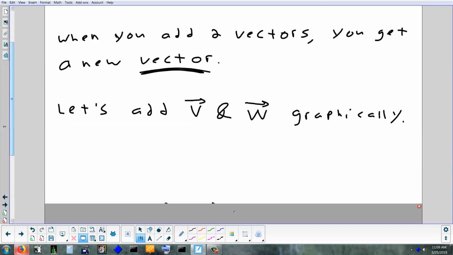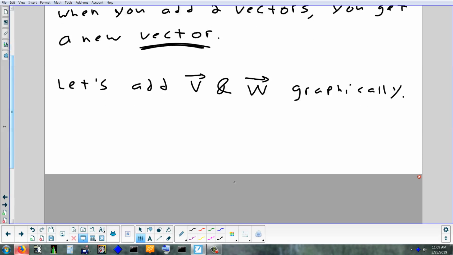So what I'm going to show you is how to add two vectors. I'm going to call them V and W. I'm going to add them visually, and then I'll write down the steps after. Very simple idea to do it. It's kind of wordy to explain it, but here's the idea. Let's say that represents vector V. This represents W. If I want to add those two vectors together, this is how you do it.